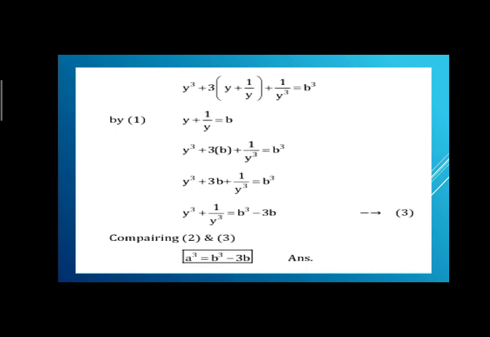Here we have equation number 3, and equation number 2 is the same as it is, that is y cube plus 1 over y cube is equal to a cube. So you just compare both these terms, equation number 2 and equation number 3. After the comparison, you have the answer, that is a cube is equal to b cube minus 3b. Hopefully you all understand all these methods: substitution method, comparison method, and the formula method. Now apply or practice all these questions in your fair and rough copy for better understanding.